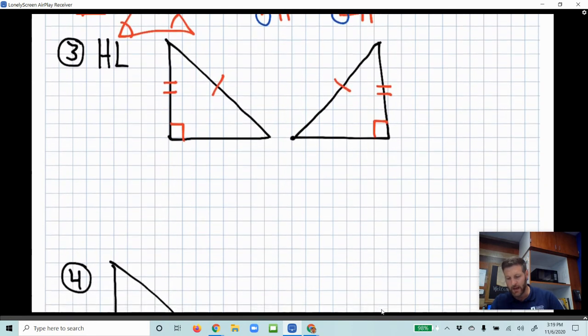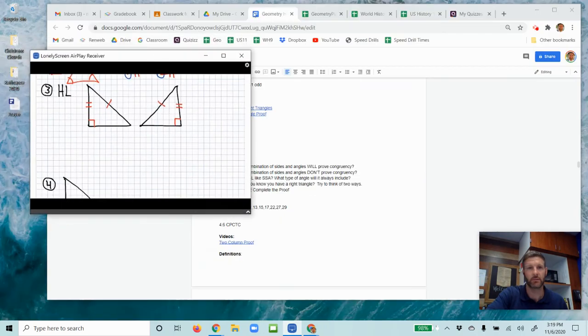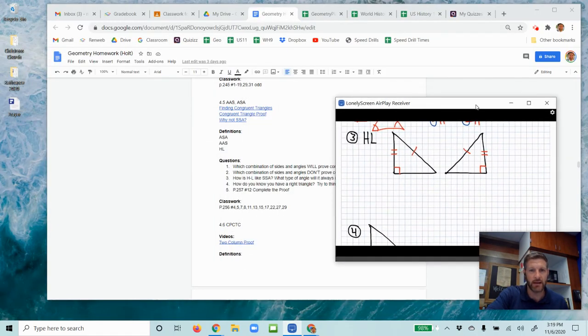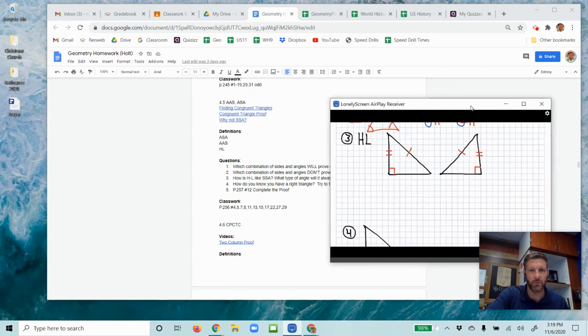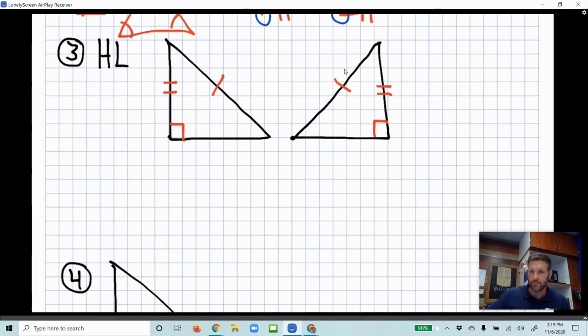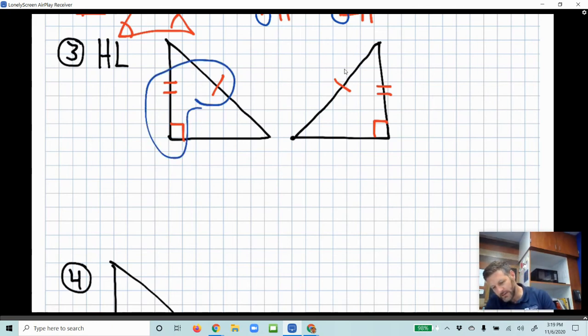Number 3 asks, how is HL like SSA? What type of angle will it always include? So if you actually look at this, I've got 2 triangles here, and they're proven by HL because I've got the hypotenuse congruent, I've got the leg, and I've got the right angle. If you actually write these out in order, you can see this is actually side, side, angle.